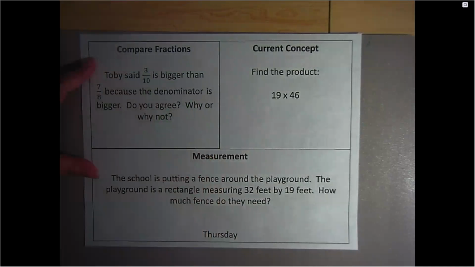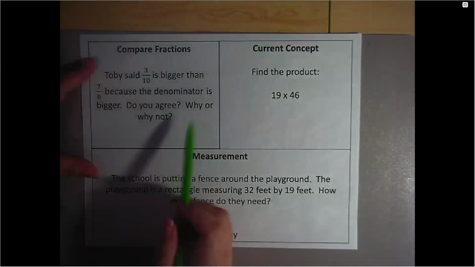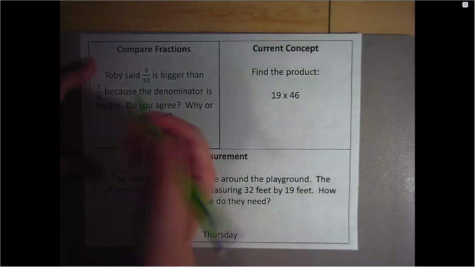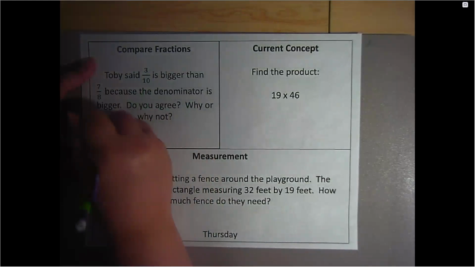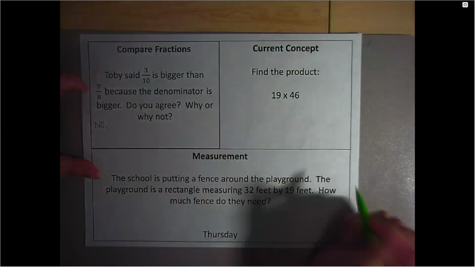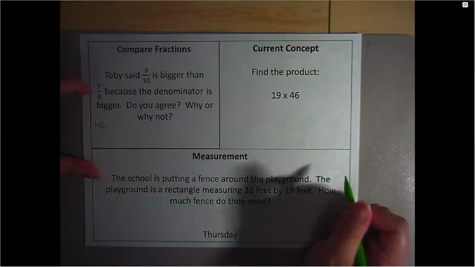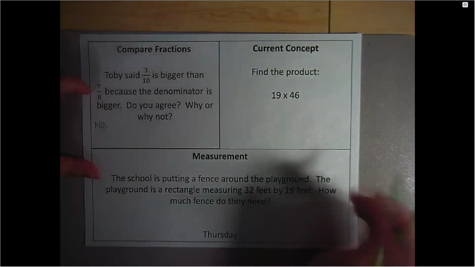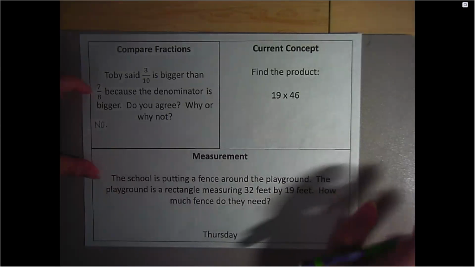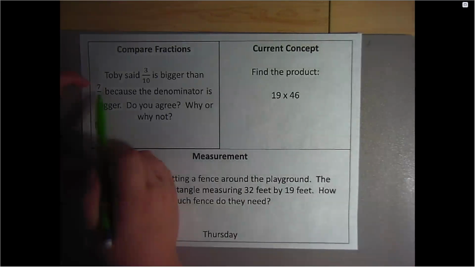Well, here's the thing that we know about fractions. The bigger the denominator, the smaller the piece. So do I agree with Toby? No. But now I have to prove it. When I think about 3/10, I think that it's very far away. It actually needs 7 more pieces to equal 1 whole. And when I think about 7/8, it's 1/8 away from being 1 whole.